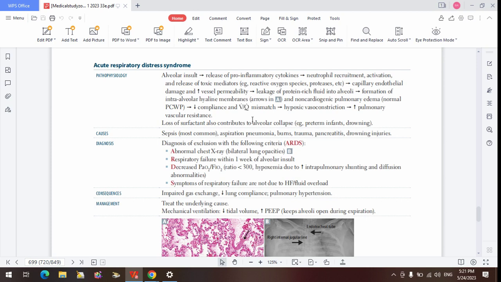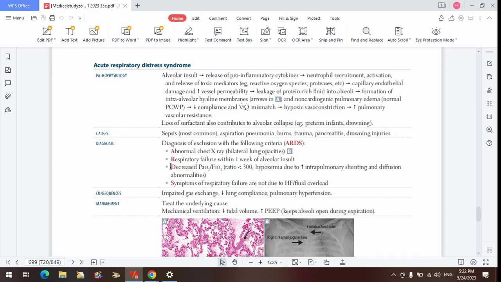What is the diagnosis? Diagnosis of acute respiratory distress syndrome is a diagnosis of exclusion. You have to exclude so many things like heart failure, fluid overload, anything that can cause congestion of the lungs before you can say that this is acute respiratory distress syndrome. So what are the criteria that you must meet? Number one, there's an acronym, ARDS.